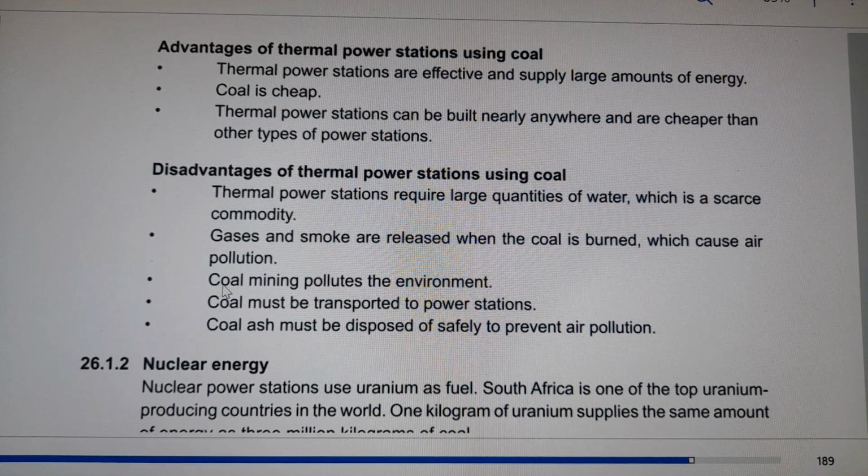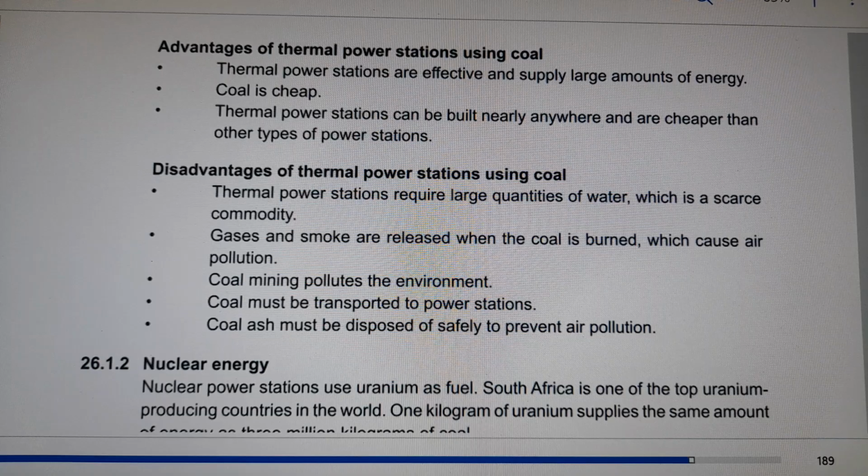And also, because we use coal, mining pollutes the environment, and coal must also be transported to the power station, either via the conveyor belt or the trucks. In the olden days, they even used to use the trains. Coal ash must be disposed of safely to prevent air pollution.